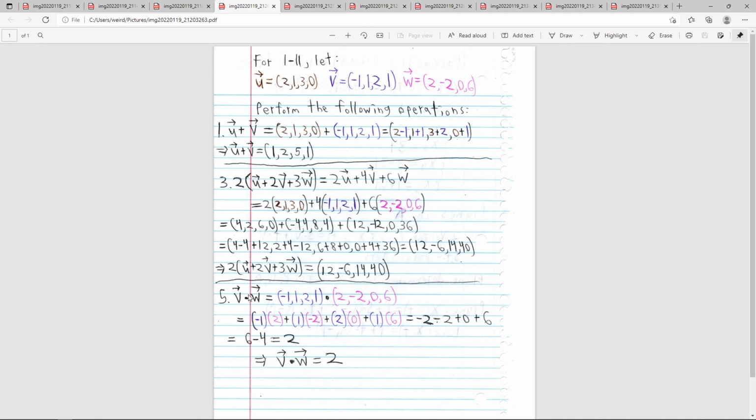Now the dot product, here's an example of it, v dot w. You multiply -1 times 2, because these are each the first components, and the second component of each vector, 1 times -2. Third component times third component, 2 times 0, and 1 times 6 for the fourth component. And you add up what's multiplied together, and you get 2. It's just 2.